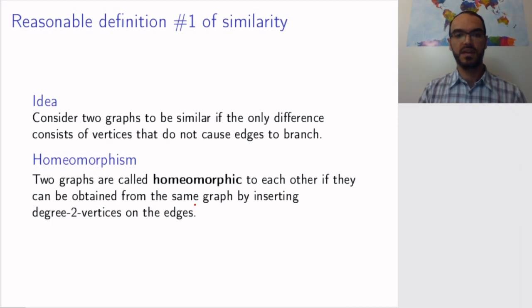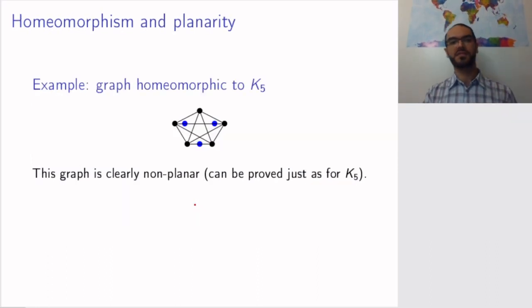And the interesting thing is that this doesn't affect planarity much. So look at this graph, for example. What I did was I took K5 and I added a couple of blue degree 2 vertices in the middle of some edges. Clearly, this graph is non-planar. You can use the exact proof that we did for K5 with trying to move the edges around, carrying along these vertices. Adding these vertices doesn't make the graph more planar than K5 was.